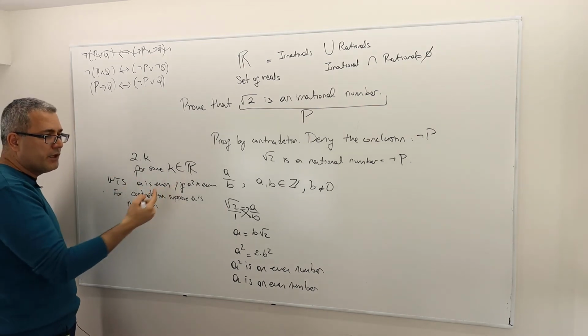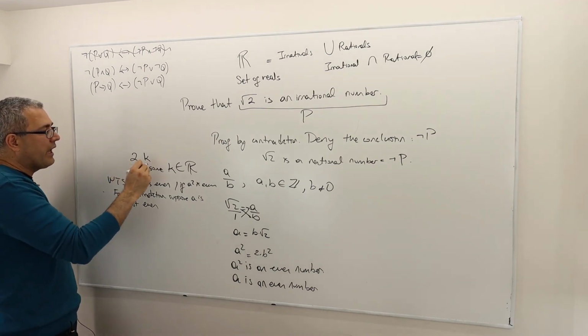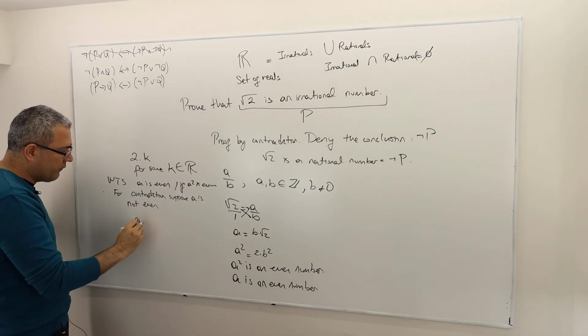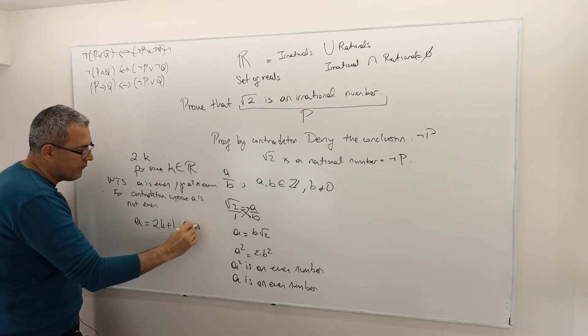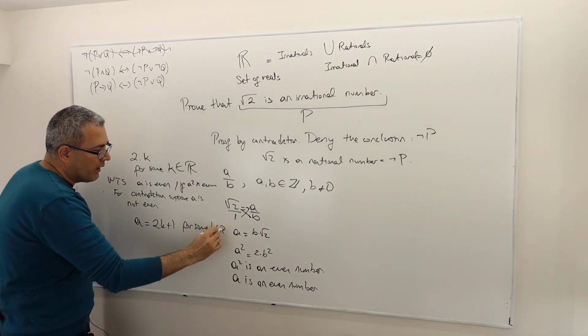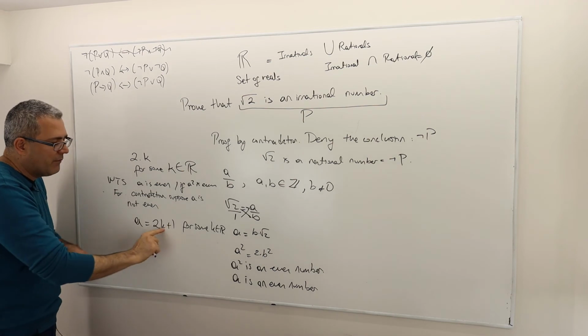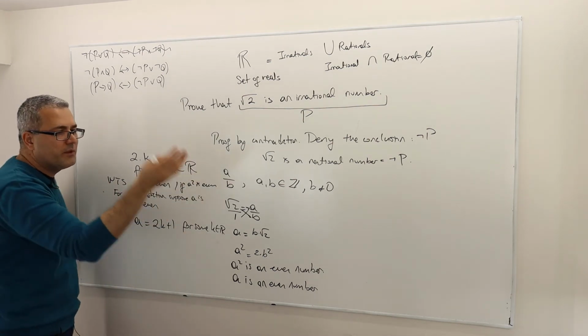And what is the definition of an odd number? A number is an odd number if it is 2k plus 1 for some k real. So therefore, let's say A is equal to 2k plus 1 for some k real. In fact, I know that A is an integer, so k must be an integer as well. But anyway, let's leave that aside. Let's assume k is some real.